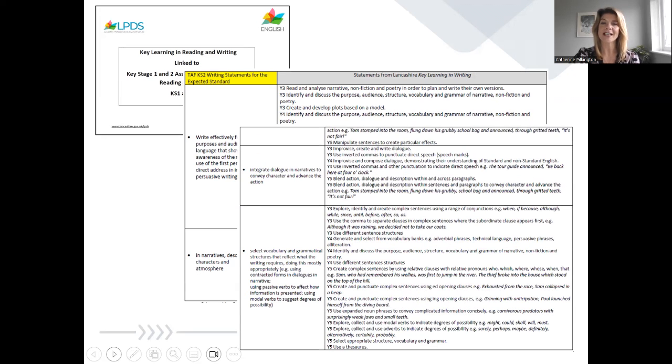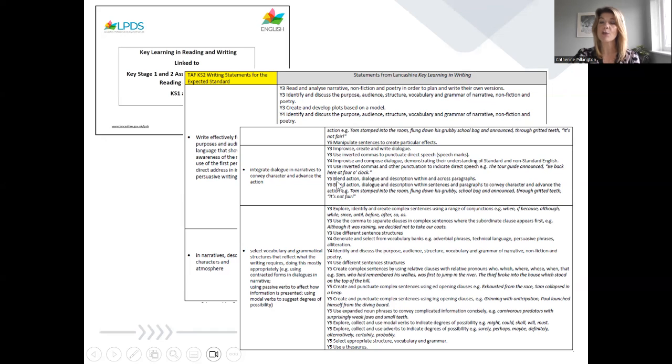So if I just take one as an example, we know in Year 6, the children are expected to integrate dialogue in narratives to convey character and advance the action. Now, that's quite a tricky skill. So what we need to make sure that we're doing is making sure the children are building up those skills in integrating dialogue progressively. So in our key learning statements in Year 3, that's when the children are introduced to inverted commas. So children use inverted commas to punctuate direct speech. In Year 4, children use inverted commas and other punctuation to indicate direct speech.